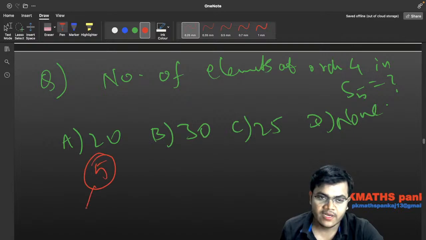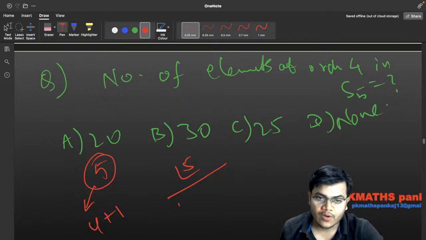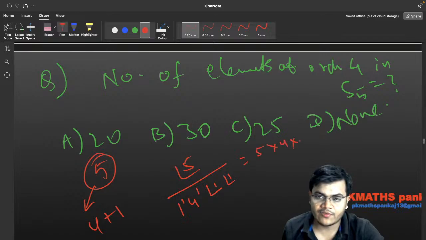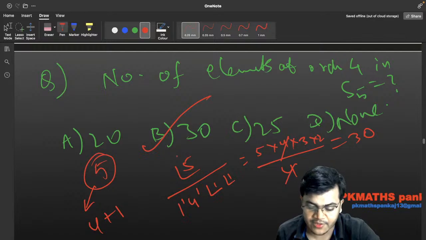In S5 we can partition like this, and factorial 5 divided by, what shall we say? 1 is coming 1 time, 4 is coming 1 time, so factorial 1, factorial 1. So this is 5 into 4 into 3 into 2 divided by 4 only. So 5 3s are 15, 2s are 30. So 30 will be the right answer. Yes, Rajiv ji, Shubham ji, Ashish ji, absolutely right.